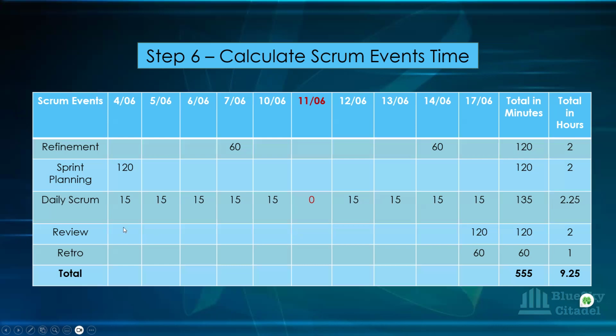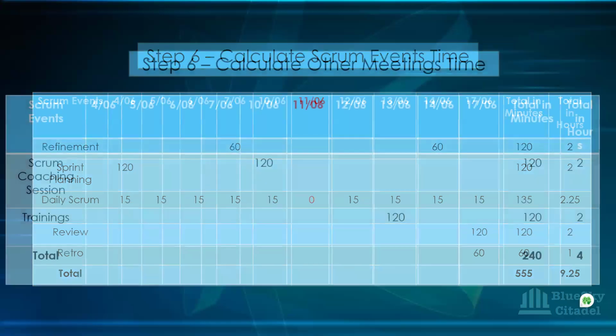And then you have the review. The review comes up at the end of the sprint. That's another 2 hours that is out. And then you have your retro also the same day, preferably. Maybe your review is in the morning and then your retro is in the afternoon, after lunch or something like that. And that's another 1 hour being taken off. So the total hours for the Scrum events is 9.25 hours, and that needs to come into the equation. Okay, so let's see how that comes in.